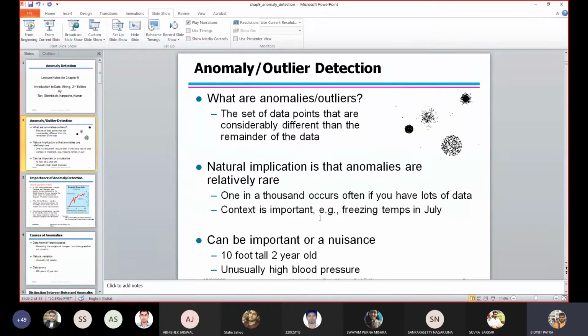Let's say freezing temperature in July. Suppose a 40-degree temperature in summer is quite normal in Rourkela. Now if you see a 40-degree or 45-degree temperature in Rourkela in December, or say at the end of December, that is very rare. That type of event is called an anomaly or outlier.